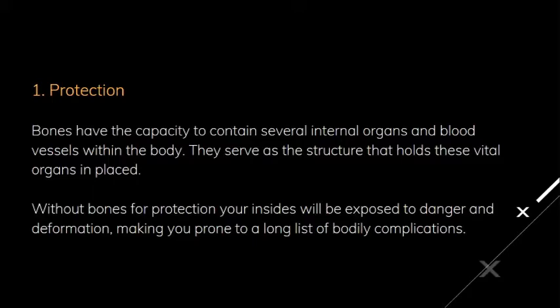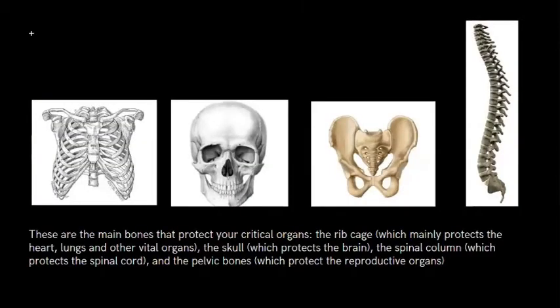Okay? So, we have examples here of bones na isa sa mga role nila ay protecting no yung mga vital organs natin or critical organs natin. So we have the rib cage, of course, which mainly protects the heart, lungs, and other vital organs. And then the skull, which protects the brain. The spinal column, which protects the spinal cord, and the pelvic bones, which protect the reproductive organ.